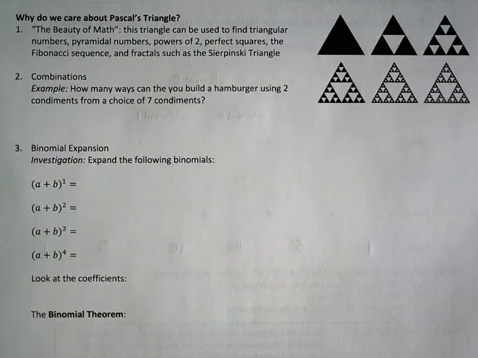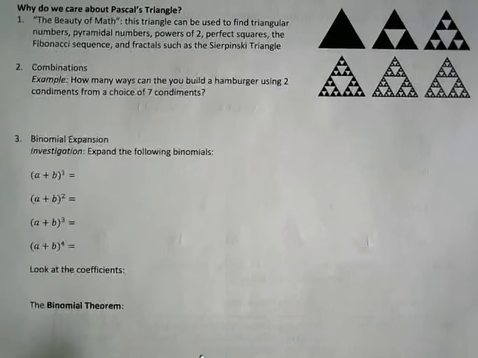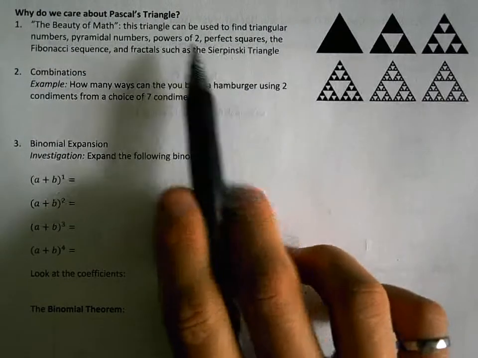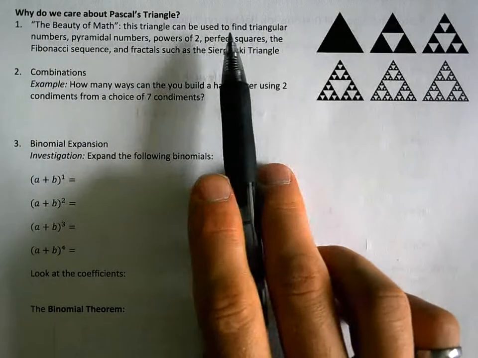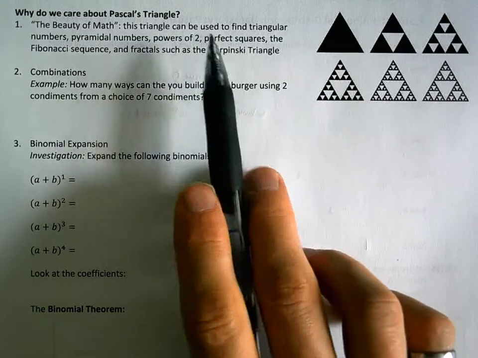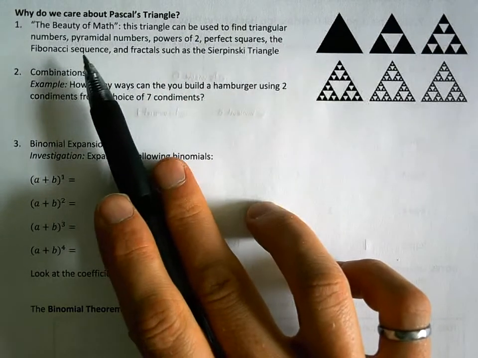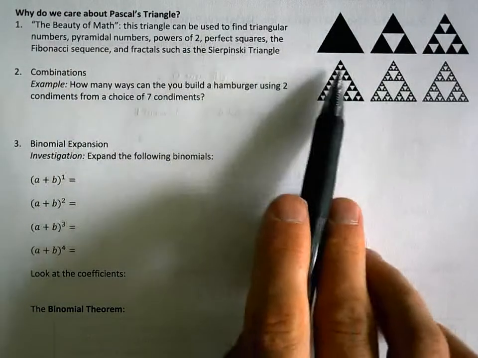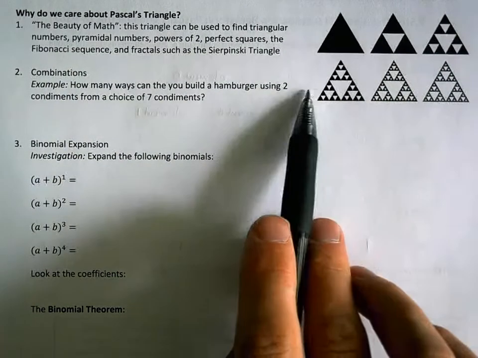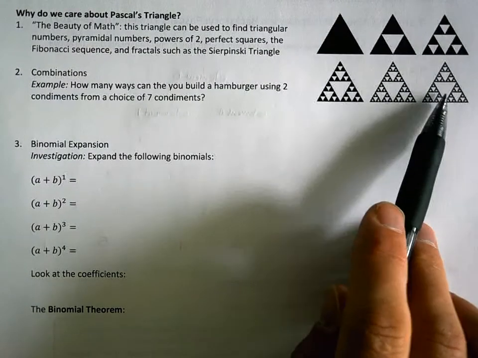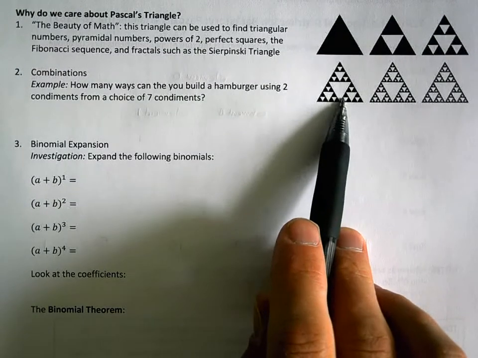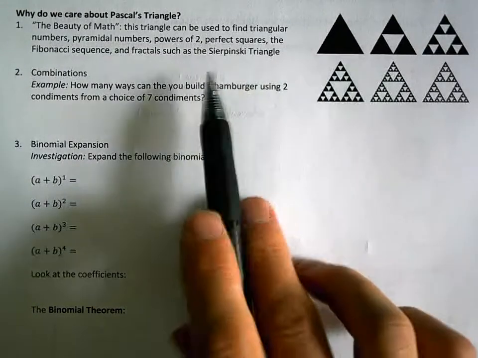Now, the question is, why are we learning Pascal's triangle? What's the point? There's a few different reasons. The first is that mathematicians love it. It's a very beautiful sequence. It can be used to find a lot of things, like triangular numbers, pyramidal numbers, perfect squares, and the Fibonacci sequence, which a lot of you find interesting, can be linked back to this, and this neat fractal image called the Sierpinski triangle also links back to Pascal's triangle. So there's a lot of connections to math, and those are all things you could Google if you had some time.